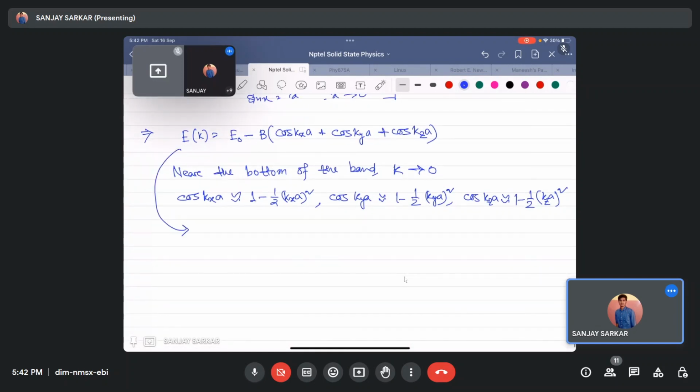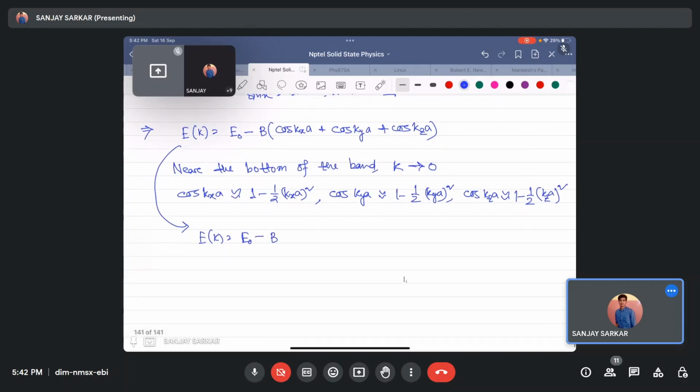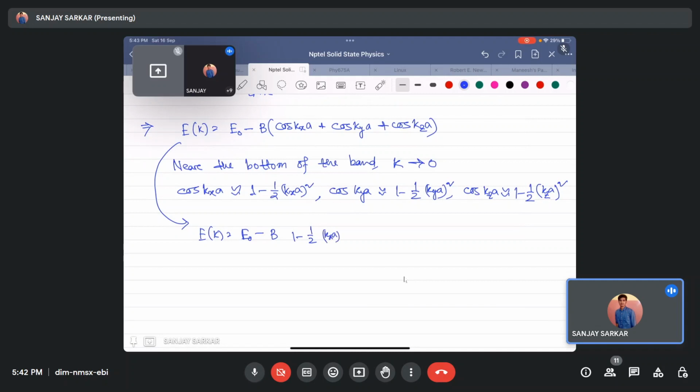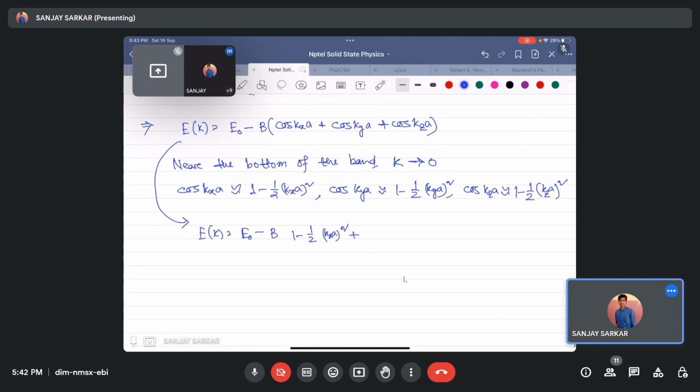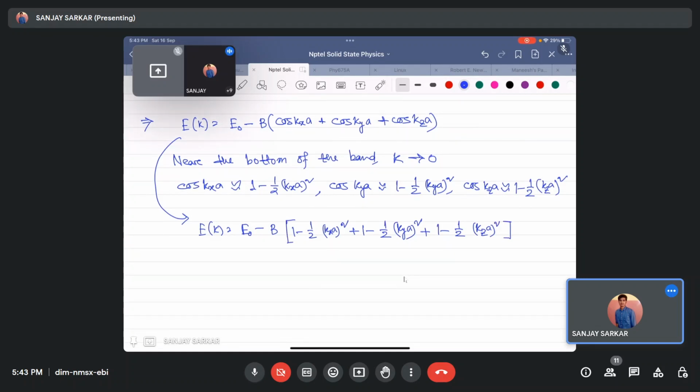From there we will get that E of k is E naught minus b into 1 minus half kx a whole square plus 1 minus half ky a whole square plus 1 minus half kz a whole square. So this is what we will get.